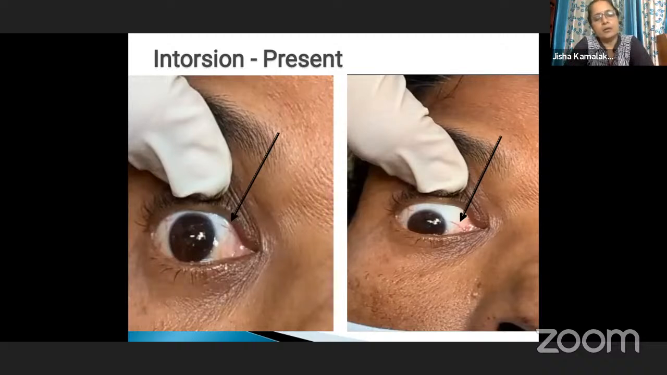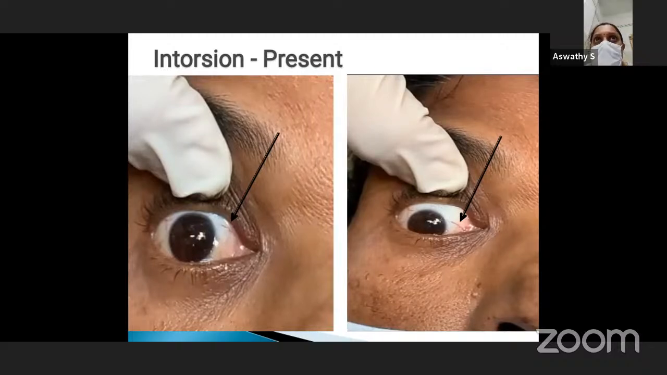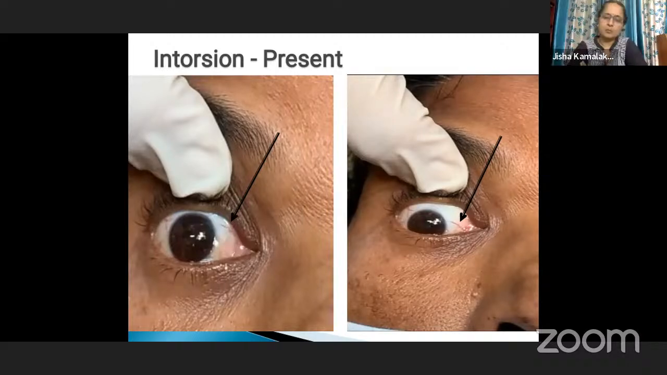Then you said it is nerve palsies. Okay. How do you know that this is not a restrictive strabismus? By the examination, there is a deviation, and there are some movement restrictions. How do you know whether it is paralytic or restrictive? By using a forced duction test.